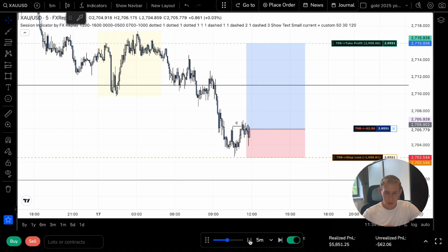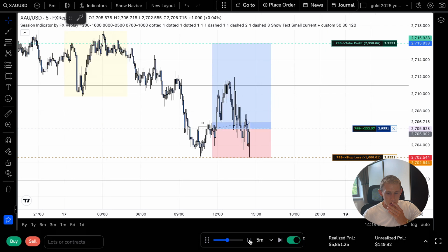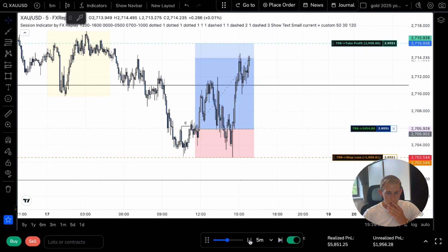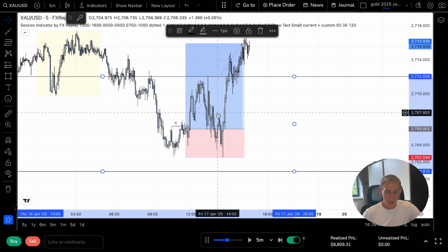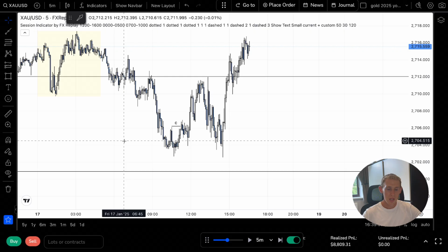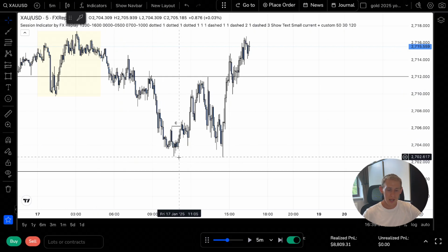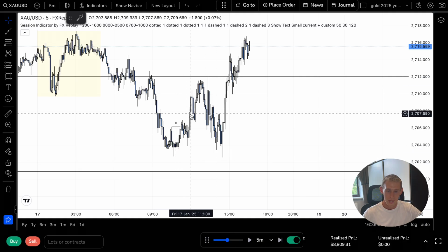Let's have a look. Oh, that one came in clutch. Price pretty much wicked the stop loss and then rallied to TP. As always, good stop loss placement is positioning the stop loss a little bit below the low, because price could, and it very often does on gold, wick out the low and then present the entry.